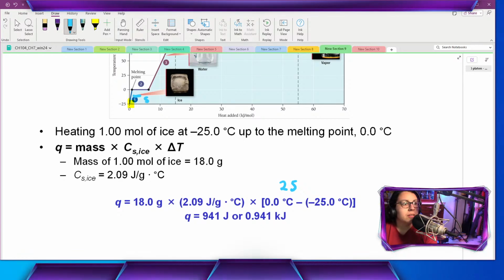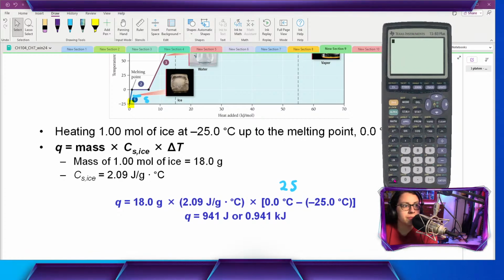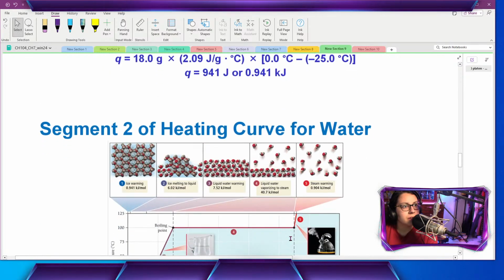All right, so now we have this set up. Let's just punch it in for good measure, so we can believe their numbers. We have 18 times our heat capacity times 25. And so we get that we needed 940.5 joules. They rounded to 0.941 kilojoules. All right, so now we're at leg 2.